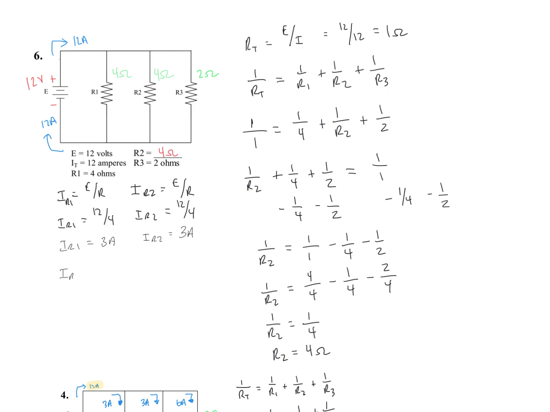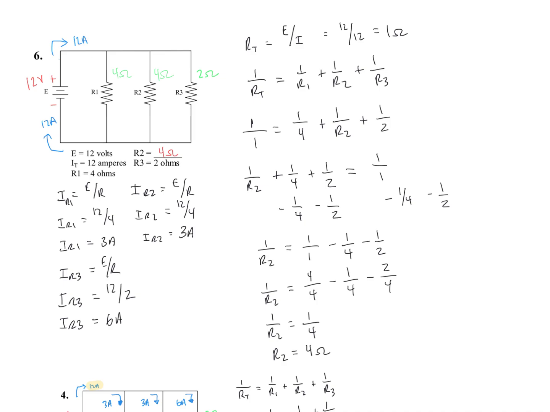And then let's look at IR3, which would be equal to the same thing, right? Voltage, sorry. Over there we have 2. So IR3 is 6 amps, right?